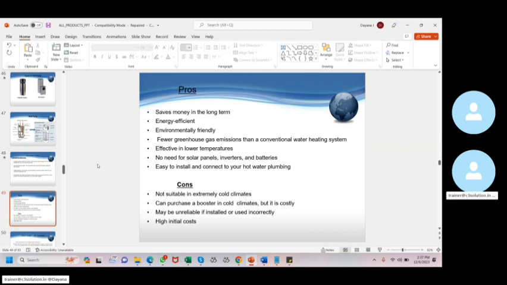The old hot water system needs boosters, but here there is no need of solar panels, inverters, batteries, or boosters, nothing like that. So it is easy to install and connect to your hot water plumbing. That is very easy with this heat pump system. Got it. Ma'am, could you please share that file with us so we can read it after learning?